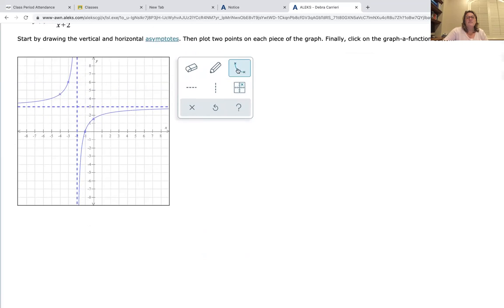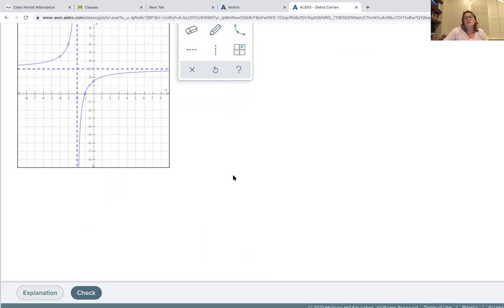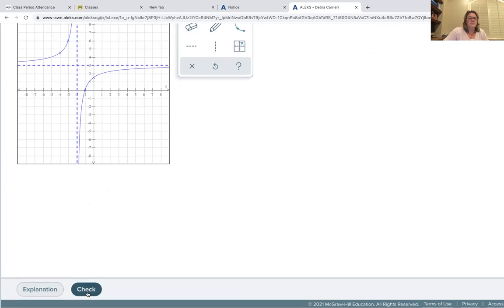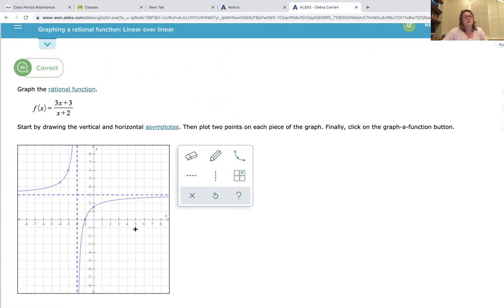If you hit this graph the function before you plotted all your points, you get something weird. And I don't want you to freak out over that. You can continue and add your points and then hit graph the function later, but it's best if you do it at the very end. Check, and we should be good to go.